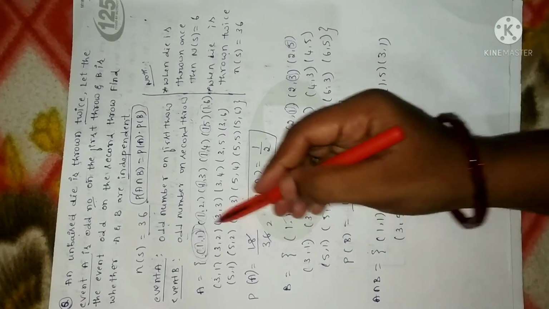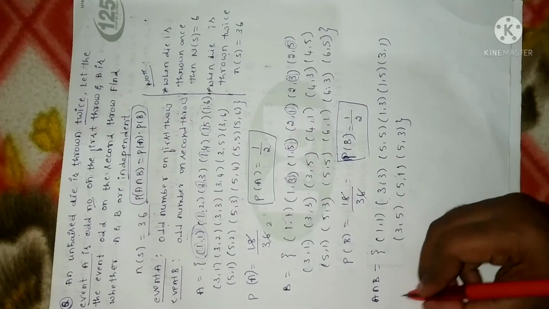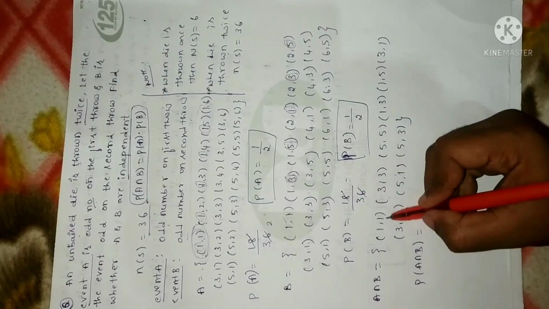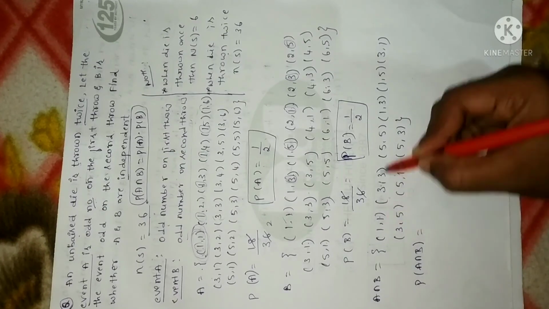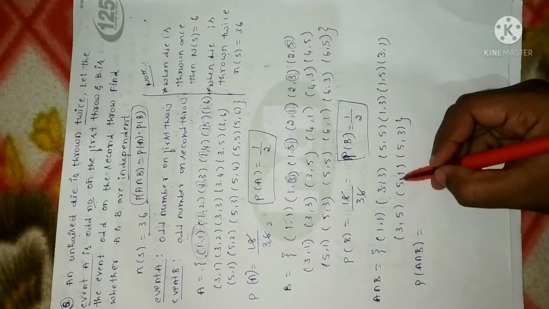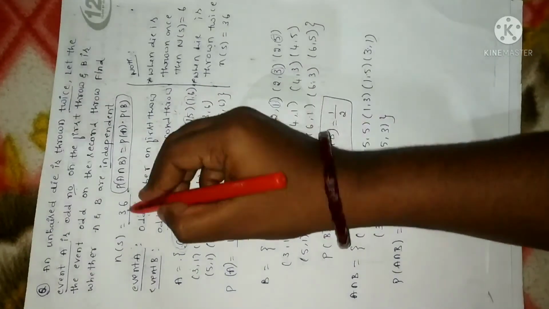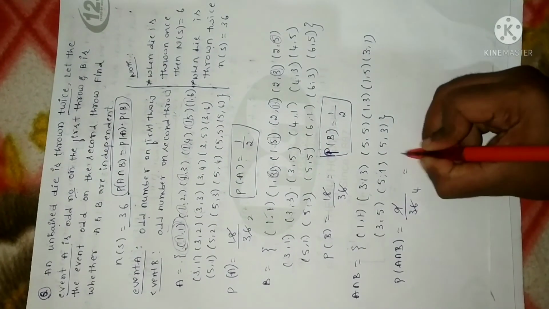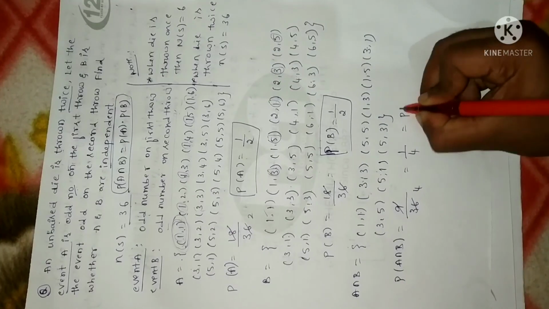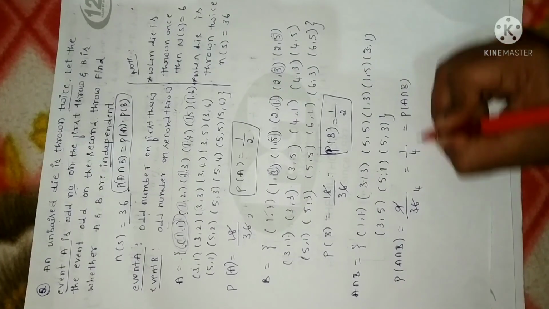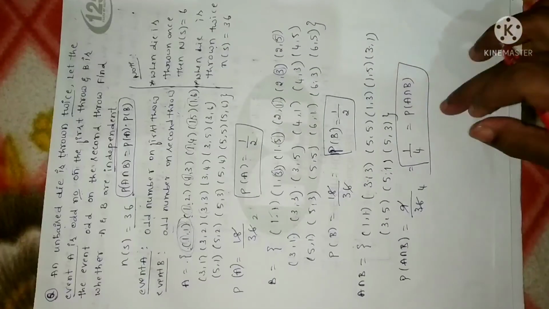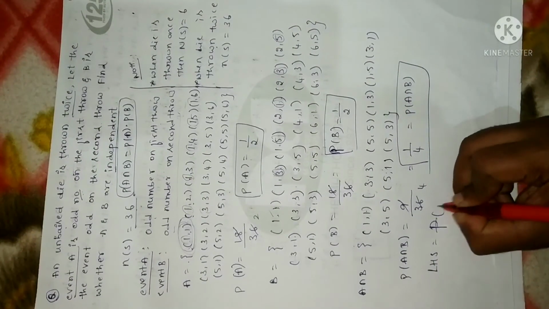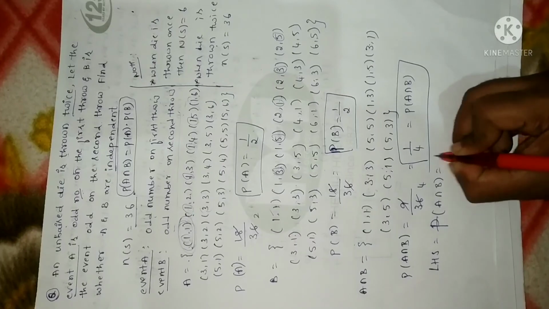So I have listed the common elements between A and B. So let me find the probability of A intersection B. How many numbers are there in common? 1, 2, 3, 4, 5, 6, 7, 8, 9. 9 numbers out of 36. Clear? So 9 ones are 9, fours are 36, it is 1 by 4. Therefore the probability of A intersection B is 1 by 4. Clear? So this is the LHS value. LHS: the probability of A intersection B is equal to 1 by 4.